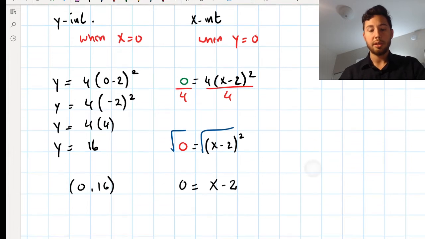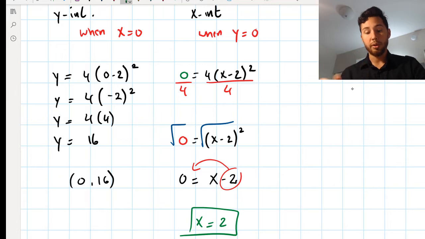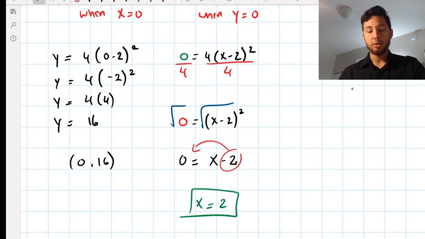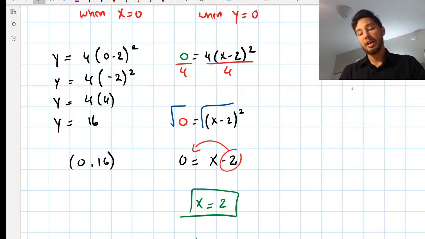In this case, that would be moving the negative 2 to the other side, and I'll just get x is equal to positive 2. Or that my x-intercept is going to be (2, 0). All right, that'll be my answer for number 2. I have a y-intercept of 16, and I have an x-intercept of 2.